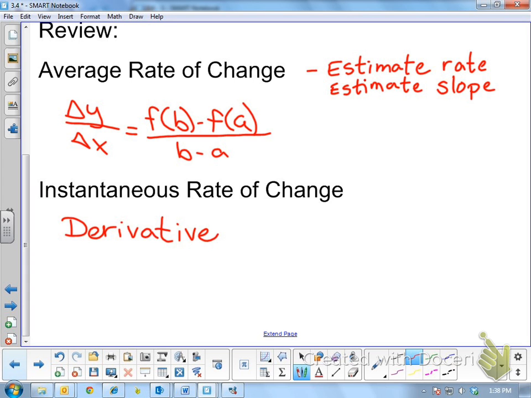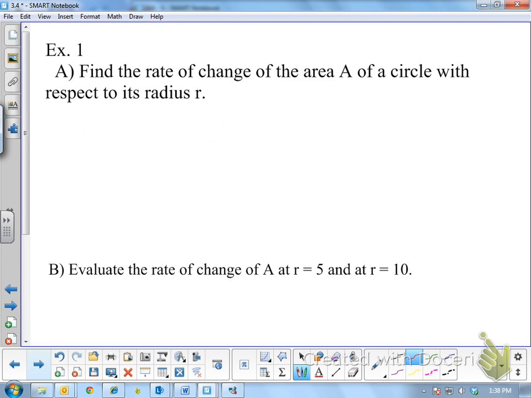So let's look at an example. Let's find the rate of change of the area A of a circle with respect to its radius r.